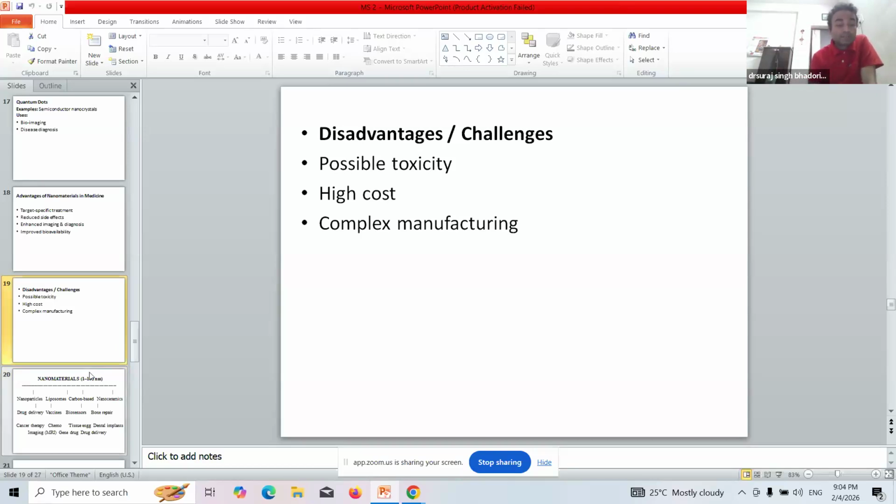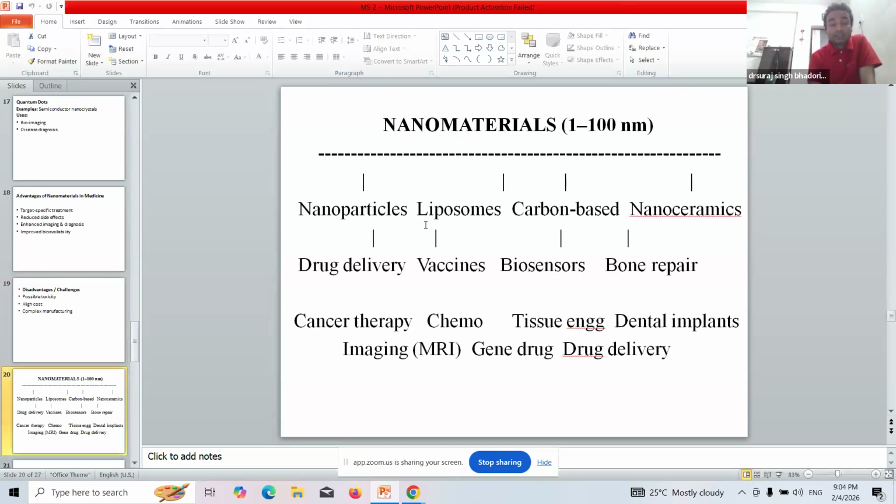The next one is nanomaterials and their classification. In terms of size, between 1 to 100 nanometers, there are nanoparticles which are used for drug delivery, liposomes which are used for vaccines, carbon based materials which are used for biosensor screening, and nanoceramics which are used for bone repair, because it needs strength and specificity in alignment. So this is nanoceramics.